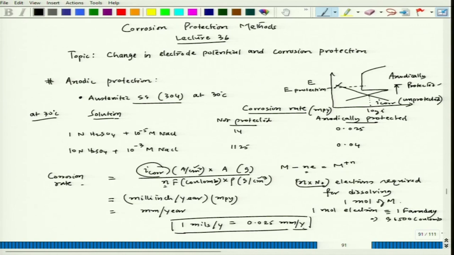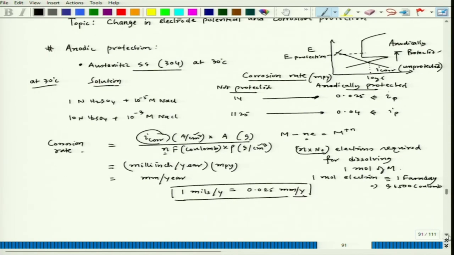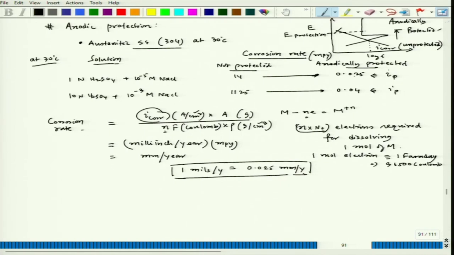Now coming to the part, the kind of improvement or enhancement in corrosion resistance, what you sense when it is unprotected and when it is protected. So that's pretty good actually, and interestingly, when you talk about these protected values, it will be almost close to IP. We'll see a couple of data, and then we'll show that this particular anodic protected corrosion rate is almost equal to the corrosion rate what you can calculate by putting IP in place of ICOR.